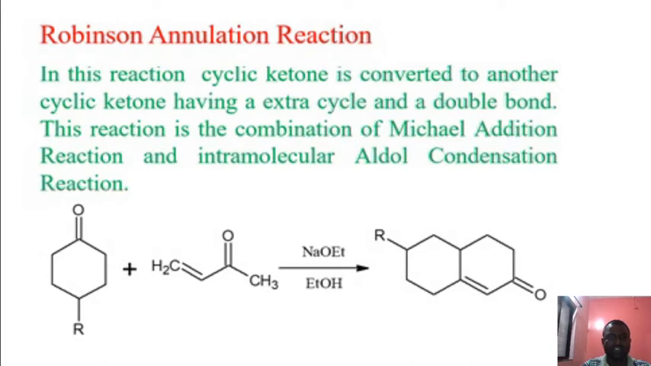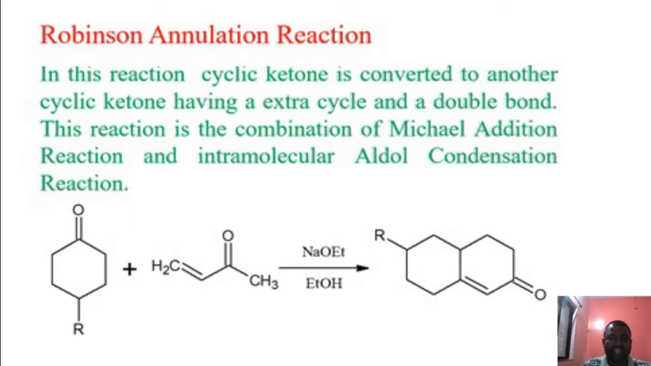Now we have to discuss Robinson annulation reaction. What is Robinson annulation reaction? And we have to study its mechanism also. By Robinson annulation reaction, cyclic ketone is converted into another cyclic ketone having an extra cycle and a double bond. Look at the reaction.